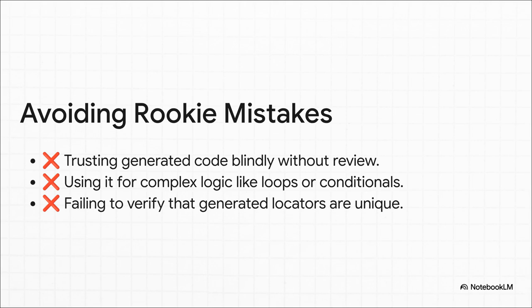Number 1 rookie mistake, just trusting the generated code blindly. It's an amazing starting point, but you should always review it. 2, remember that Codegen is for user interactions. Don't try to use it to generate complex stuff like loops or if statements. And finally, always double-check that the locators it picked are actually unique on the page. Sometimes it needs a little nudge in the right direction.